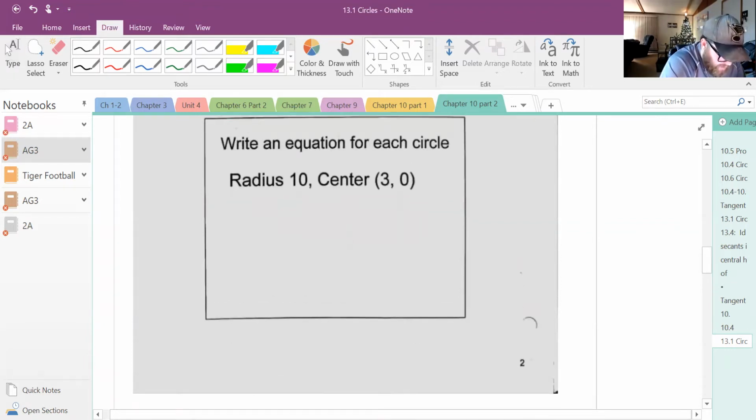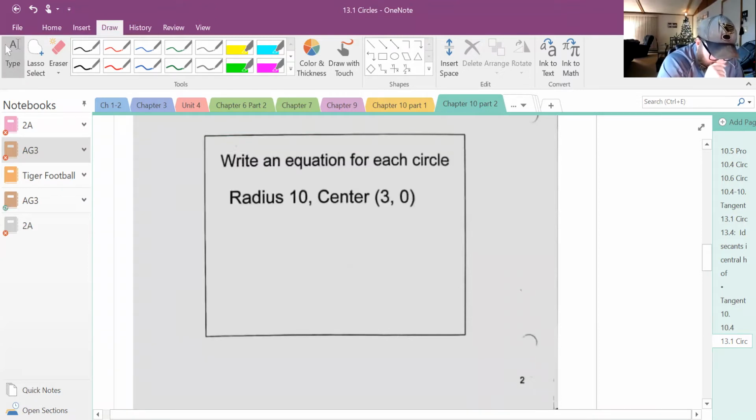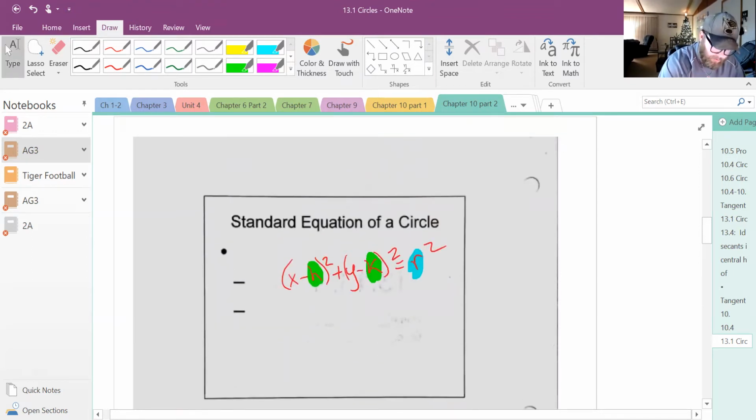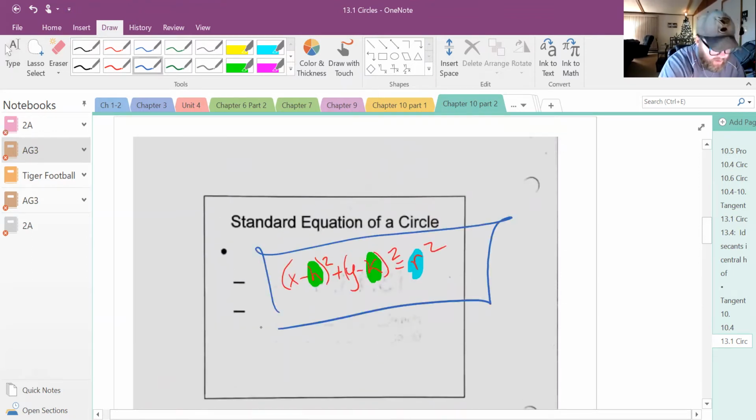Pretty good. Okay, write the standard equation for each circle. The first one, we have a radius of 10. So remember, the radius of 10 is going to be my r in my equation. And our center is the ordered pair 3 comma 0. Remember, the ordered pair for the center is h comma k. So what's my h? My h is my 3. And what's my k? My k is my 0. What do I do with all three of those variables? I plug them into this equation, and I just rewrite it. It's very, very simple.